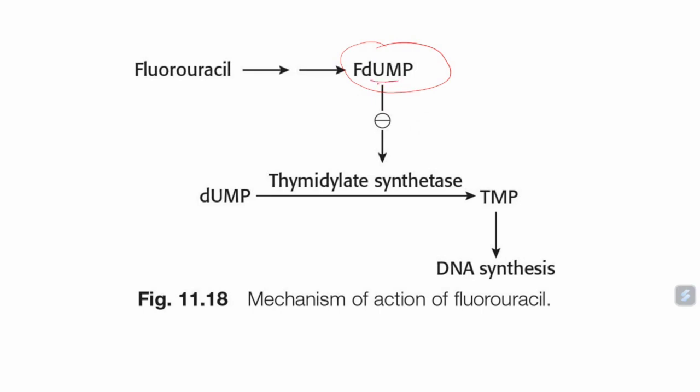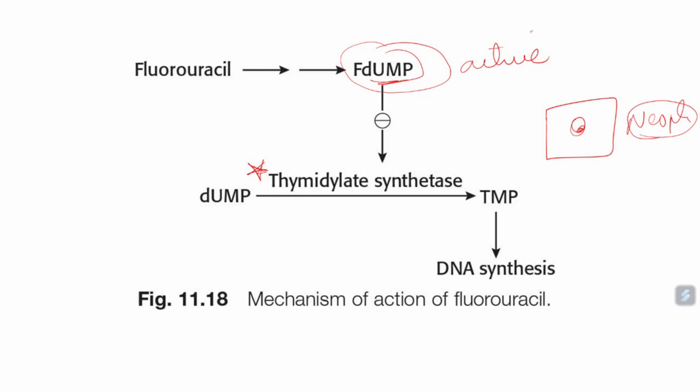5-fluoro-2-deoxyuridine monophosphate. So this is the active form of fluorouracil. The active form of fluorouracil inhibits one very important enzyme which is present in the cells, mainly in the neoplastic cells, which is called thymidylate synthetase enzyme. Actually, this enzyme converts the dUMP into TMP. This TMP again helps in the DNA synthesis.